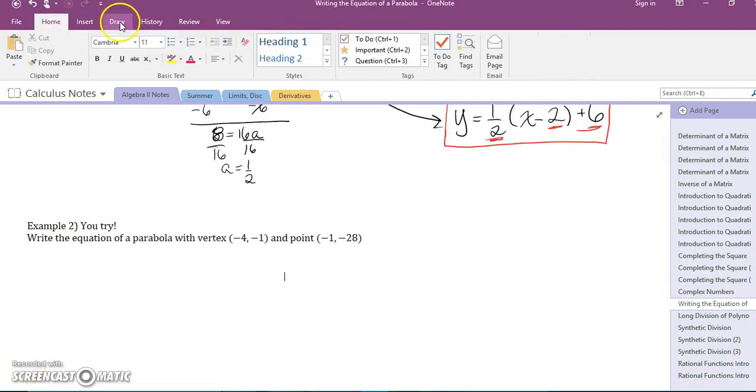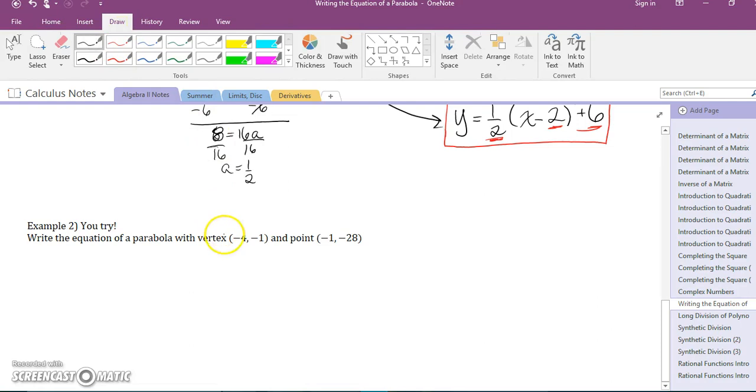Here's the next example, and I want you to try this one. I'm giving you a vertex, (-4, -1). I'm giving you an ordered pair, (-1, -28). If you want, you can plot the points quickly and predict what kind of value a should be. At this point, go ahead and pause the video and give this one a try. Then when we're in class together, we'll compare in your groups.